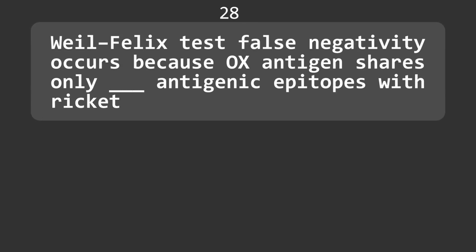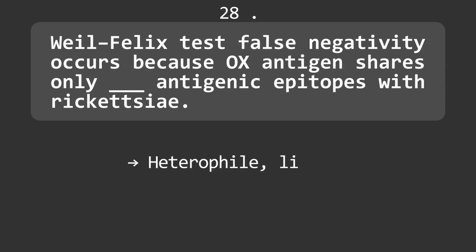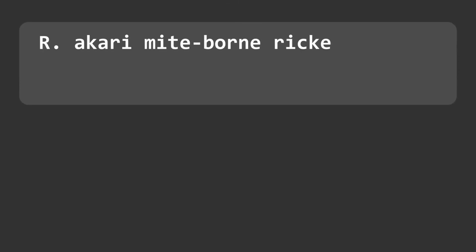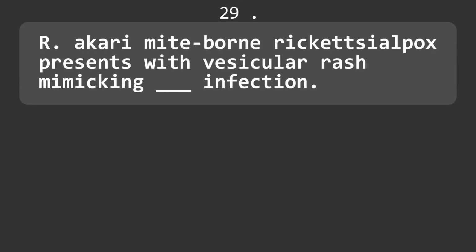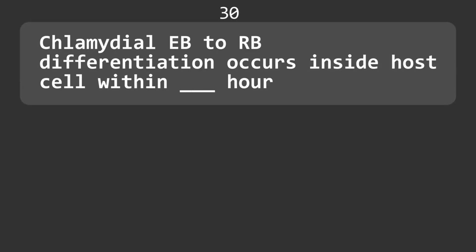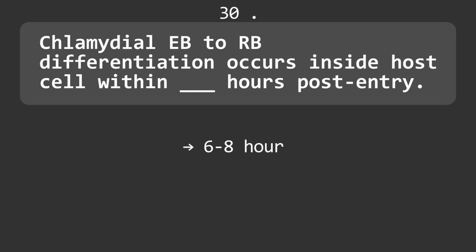Weil-Felix test false negativity occurs because OX antigen shares only limited antigenic epitopes with rickettsia, heterophile. R. akari, mite-borne rickettsialpox, presents with a vesicular rash mimicking chickenpox, varicella. Chlamydial EB to RB differentiation occurs inside the host cell within 6 to 8 hours post-entry.